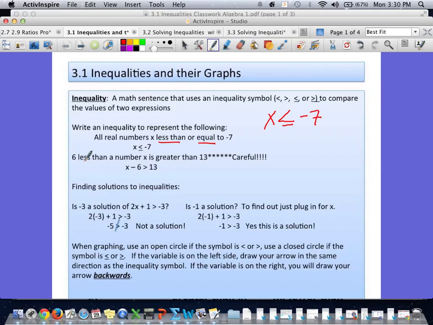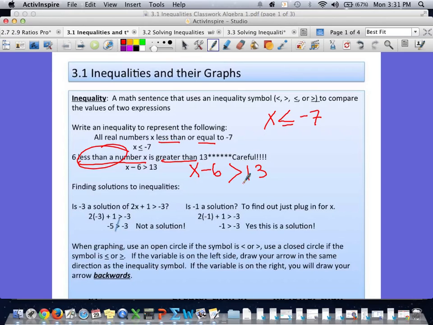This one says 6 less than a number x is greater than 13. Be careful because that less than thing, you still have to write it backwards. So x minus 6 is greater than 13. Less than a number x, that means it has to come second.